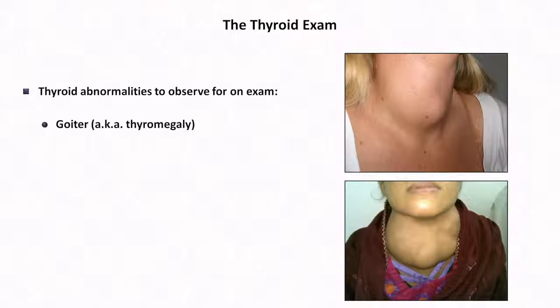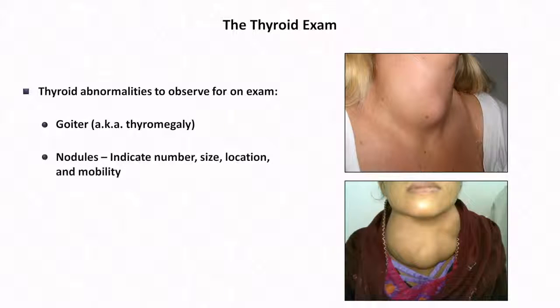Another exam finding already mentioned are thyroid nodules. One should indicate the number of nodules as well as size and location of each, and whether or not it is mobile. Tenderness of the thyroid gland can occur in the setting of severe inflammation.